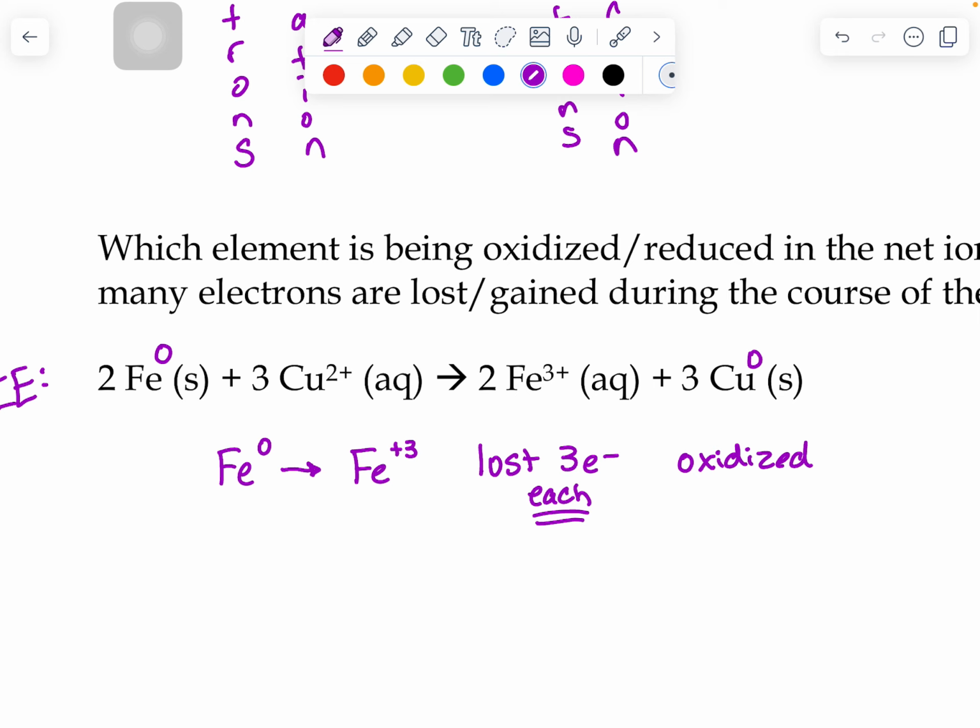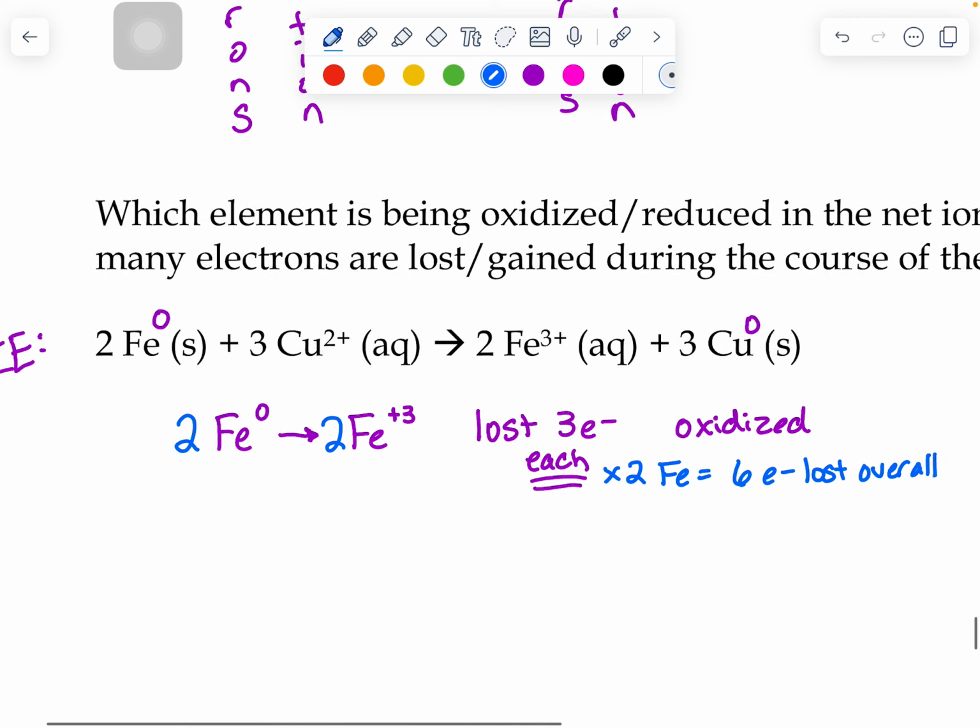So the first one loses 3 electrons. But then we have the second one losing 3 electrons. So because we have 3 electrons being lost for each of the 2 irons, we're going to have 6 electrons lost overall. So where did those 6 electrons go?